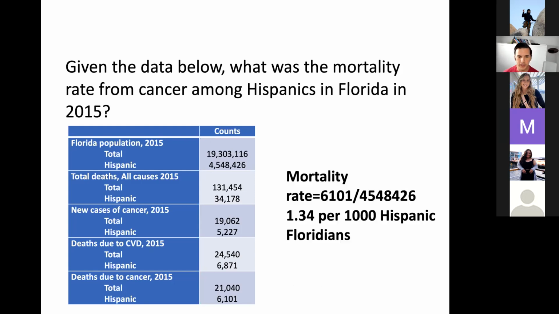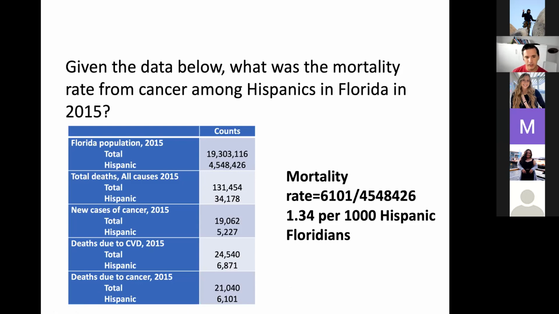So right, your numerator is 6,101 because that is the number of deaths due to cancer in 2015 among Hispanics. And then your denominator is the Florida population in 2015, and so only Hispanics. So it'd be 6,101 divided by 4,548,426, or 1.34 per 1,000.